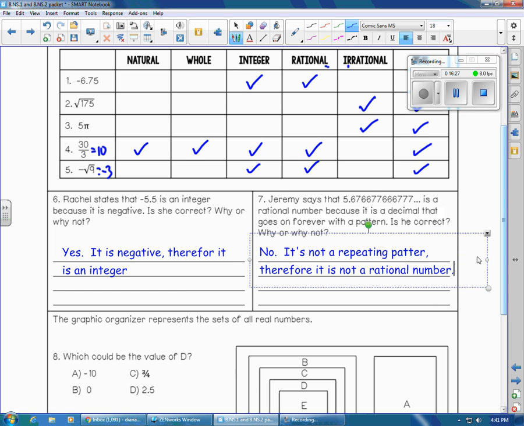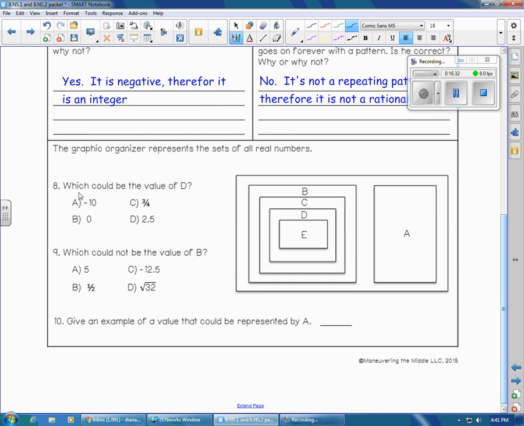Okay, the graphic organizer represents all real numbers. Which would be the value of D? Okay, so D is our ring. That would be for whole numbers. So which would fall into whole numbers? So the only whole number that's not a natural number is going to be B.